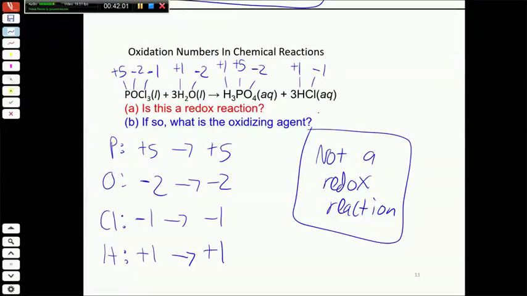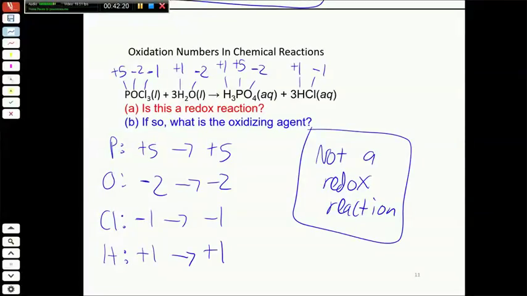But there's no change in oxidation numbers, so it's not a redox reaction. So then part B here, what's the oxidizing agent, is irrelevant in this case because there is no oxidizing agent. It's not a redox reaction. All right, so if you're asked to identify a redox reaction, there has to be oxidation numbers that are changing.